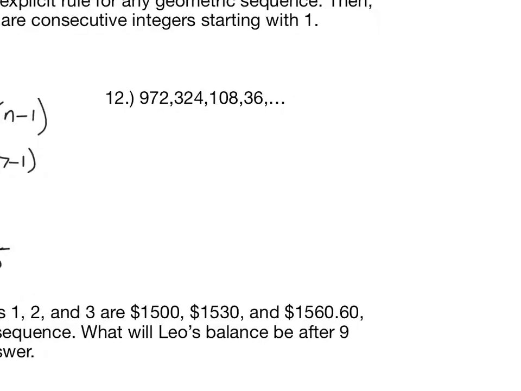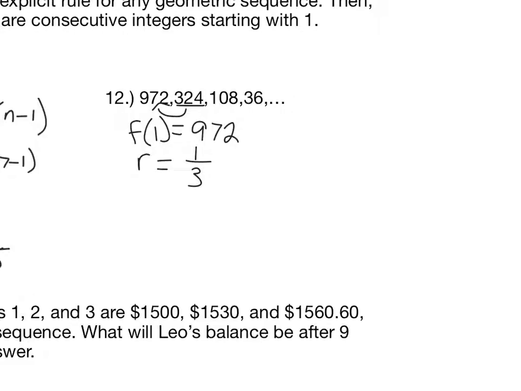Next, we have this geometric sequence, and I hope you could already start to see that your common ratio is going to be a fraction, right? Or decimal, because we're going down. But before we get to the common ratio, let's go ahead and figure out what f of 1 is. f of 1 is going to be, well, your first term, which is 972. And if you take 324 and divide it by 972, you get your common ratio, which is 1/3.